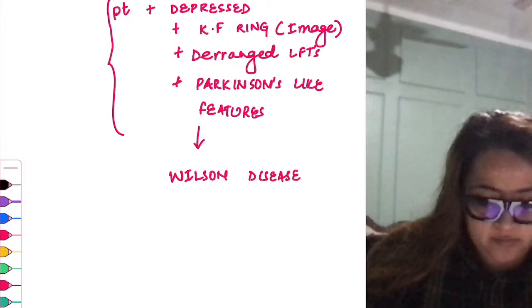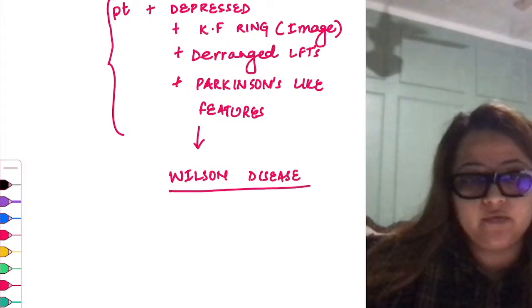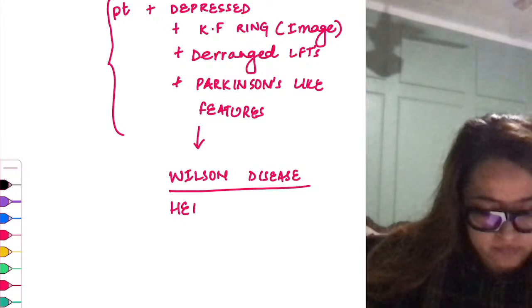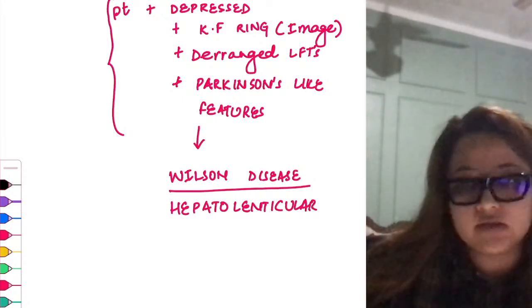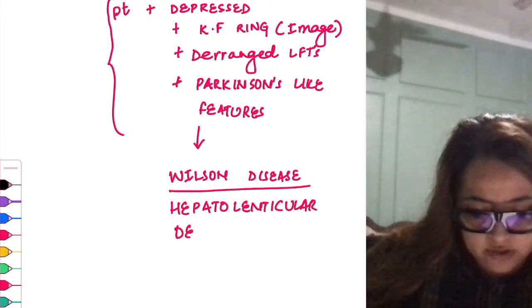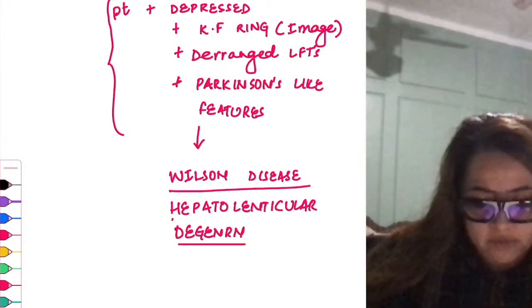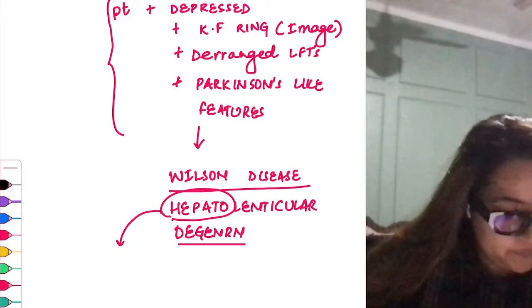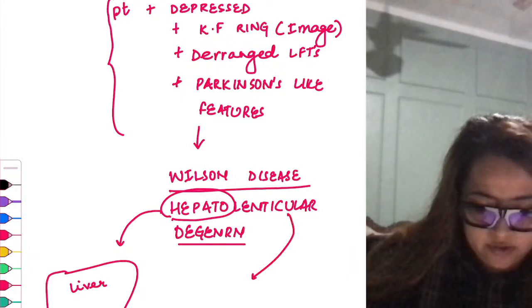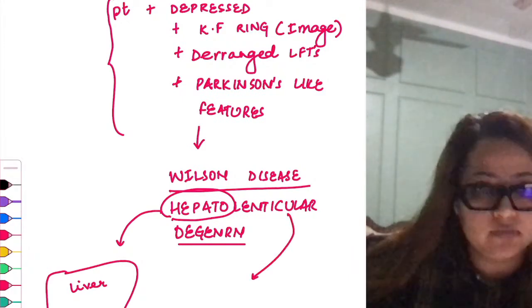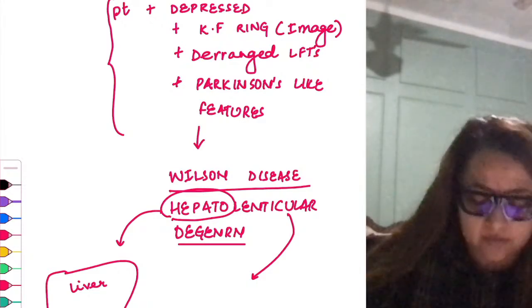So let us discuss the high yield points about Wilson. Before that, Wilson disease is also known as the hepatolenticular degeneration. Now I'll tell you why. Hepato is related to which organ? Hepato is related to liver. Lenticular is related to what? The lentiform nucleus. Where do you see it? The basal ganglia.